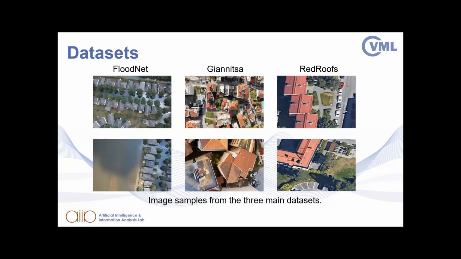On the left, we see images from FloodNet. The center part shows samples from Yanitsa, and the third part shows images from Red Roofs. Each dataset captures unique features. For example, FloodNet emphasizes floods and submerged areas. Yanitsa offers real-world city layouts, and Red Roofs provides high-resolution images.